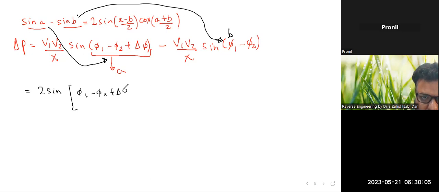Sir, 1 second. The right hand term, that is V1 V2 by X times sine of phi 1 minus phi 2, that is P, right? The right hand term is P, and the left hand term is the error. This is the error term. Yeah, exactly, this is the error term.